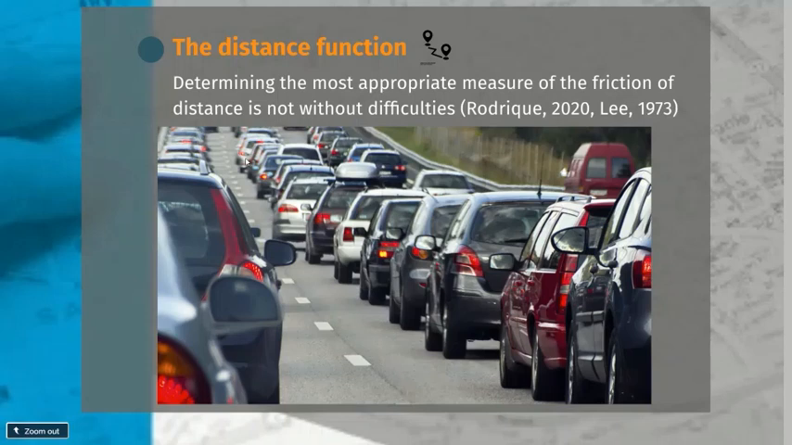And so there have been empirical studies which suggest that instead of using the physical distance, we should use time of travel to determine the friction of distance. And there have also been empirical studies which argue that instead of time, cost is the most important determinant of journeys. So cost should be used.